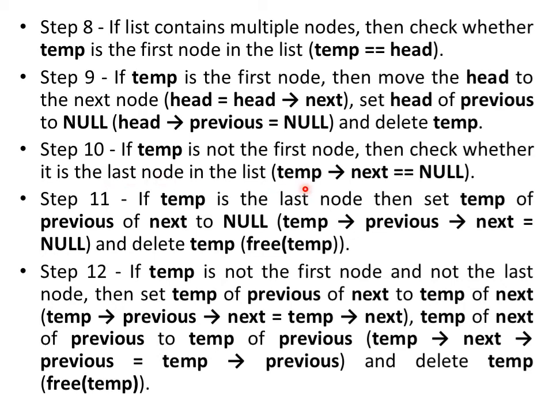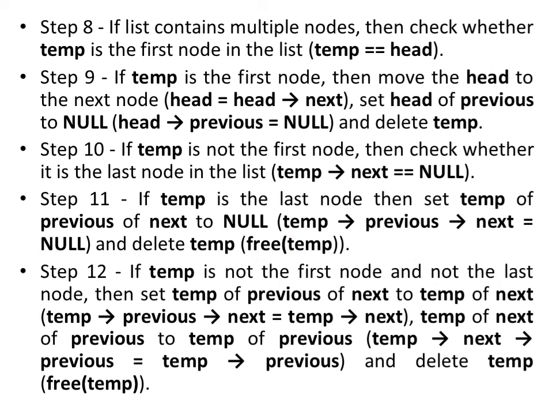Then if temp is not the first node, check whether it is the last node in the list. I have told you many times the last node will always contain the null value. That means temp of next equals to null. Next, if temp is the last node, then set temp of previous of next to null. That is temp of previous next equals to null, and delete temp and free the temp.